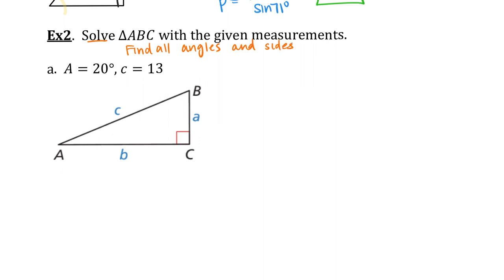Okay, so let's see what we're given first. The first fact they tell me is that A is 20 degrees. Since it's degrees, that's the angle. So I already know the angle 20. Angle A is 20 degrees. I know that this is a right angle, which is 90 degrees.